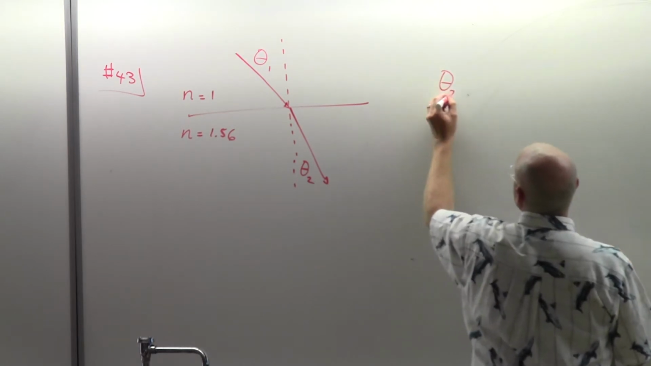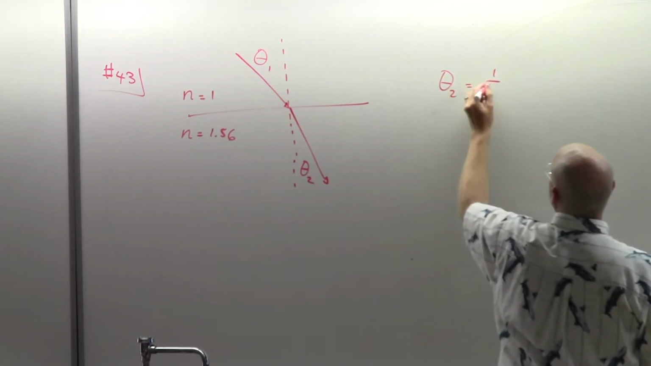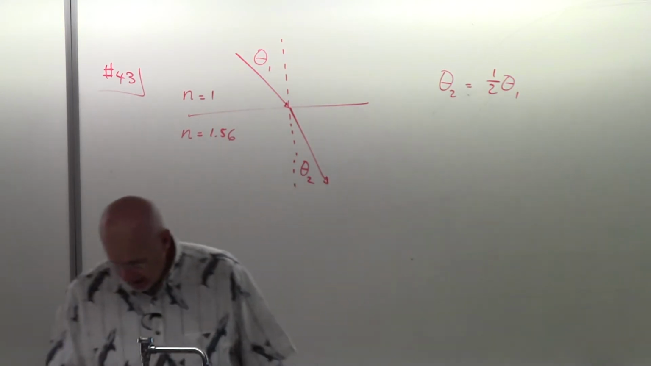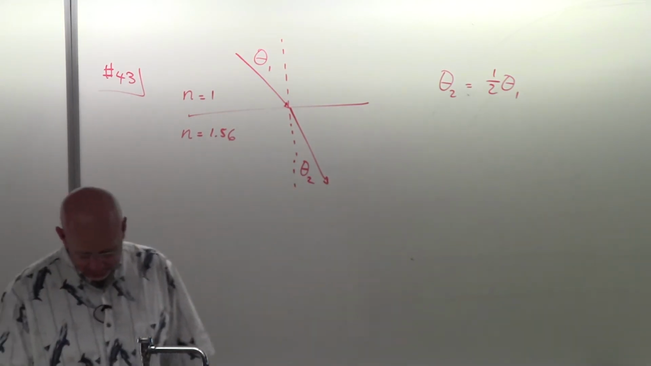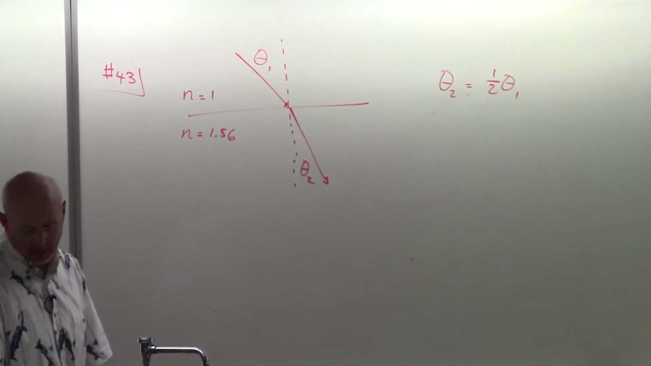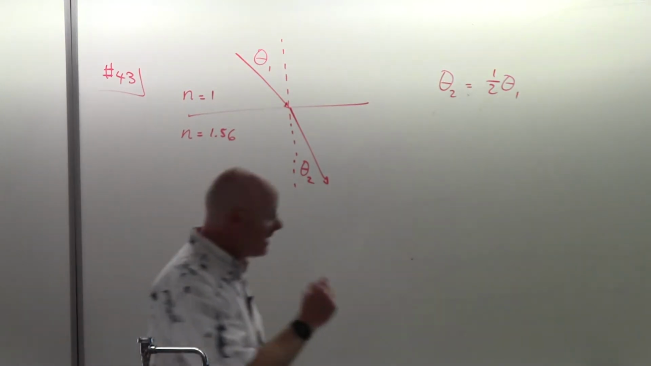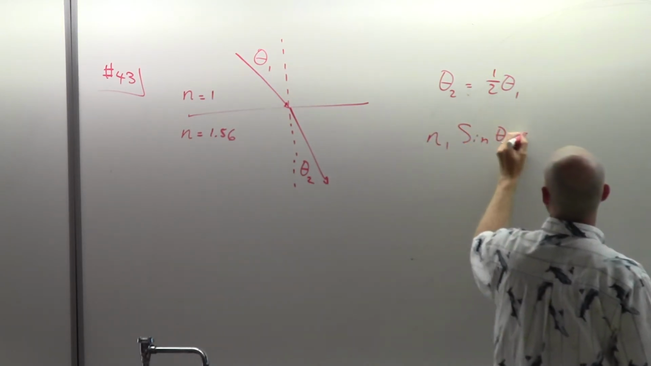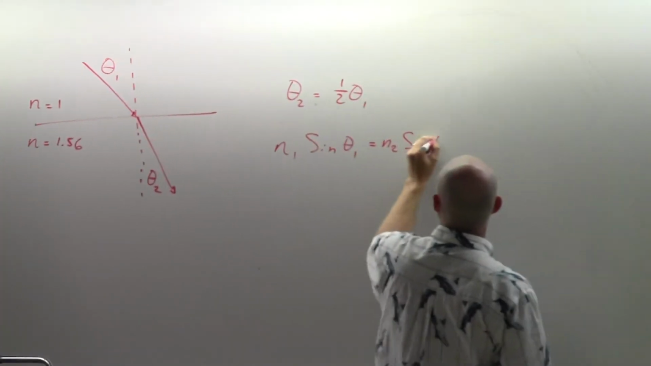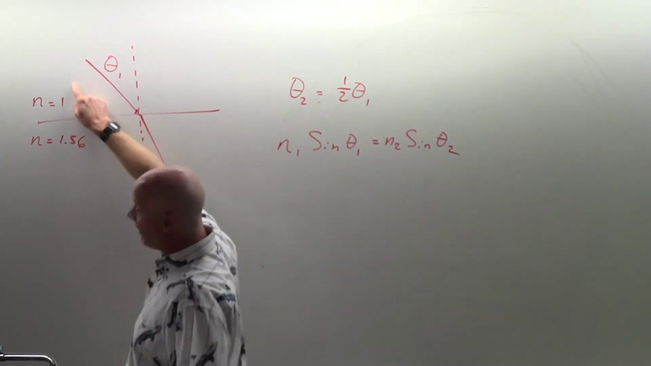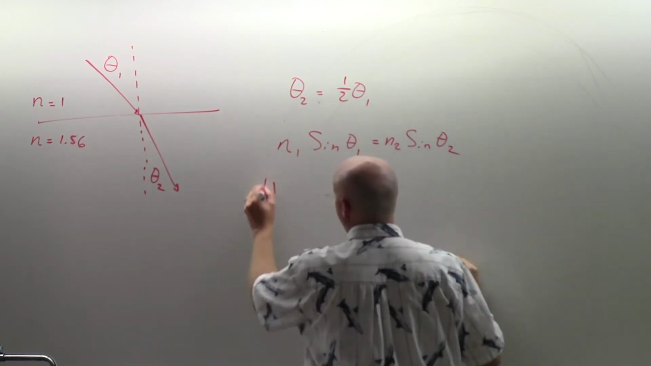In this case, it is saying theta 2 is equal to 1/2 of theta 1. And so there is my first step, if you will. Now, if I apply Snell's law, n1 sine theta 1 is equal to n2 sine theta 2. As I put this in, the light is coming from the air, so that's a 1.